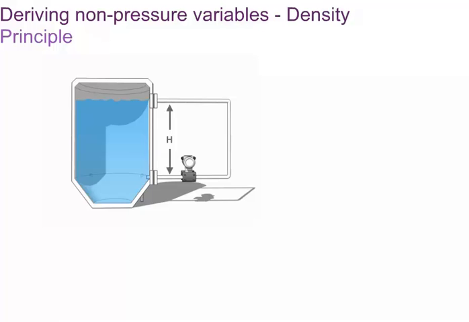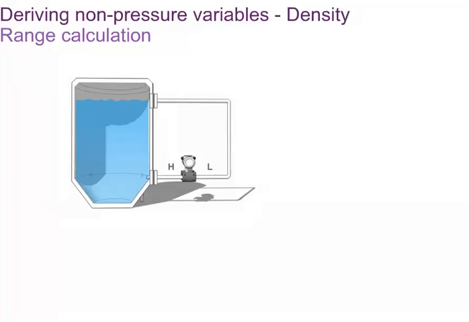Density is weight per unit volume. For example, kilograms per cubic meter or pounds per cubic foot. If the density increases, the pressure on the lower tap increases, and so does the transmitter output. Typically, as in level measurement, a differential pressure transmitter is used, because the difference between top tap and bottom tap has to be measured.